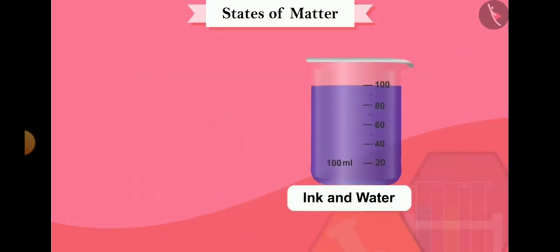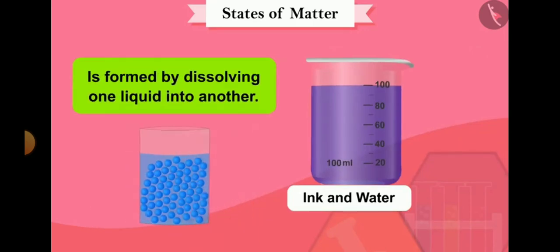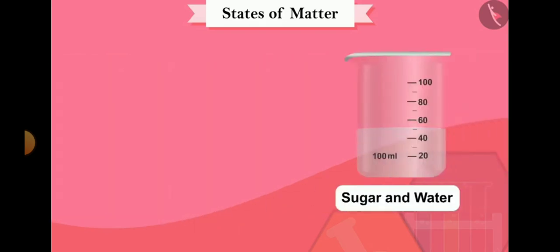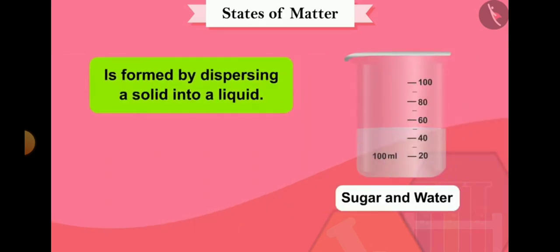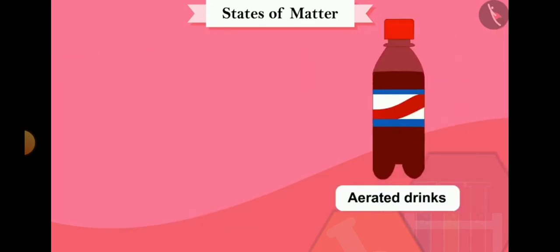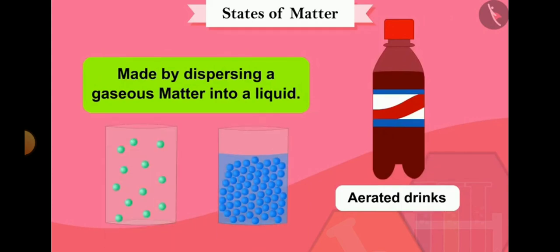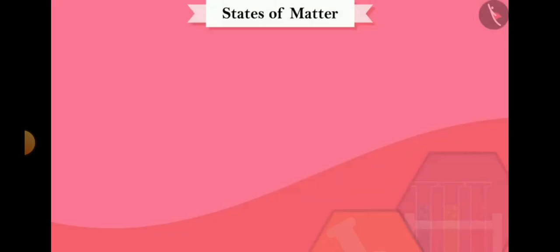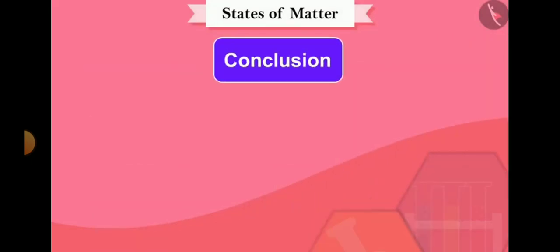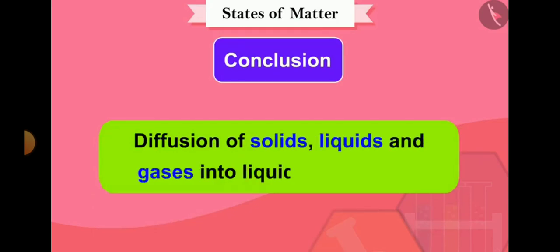The ink and water solution is formed by dissolving one liquid into another. A solution of sugar and water is formed by dispersing a solid into a liquid. And aerated drinks are made by dispersing a gaseous matter into a liquid. By this activity, we can conclude that diffusion of solids, liquids and gases into liquids is possible.